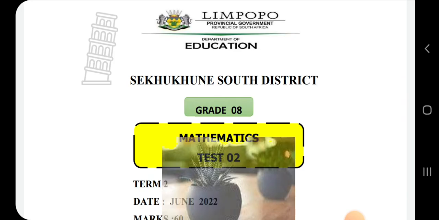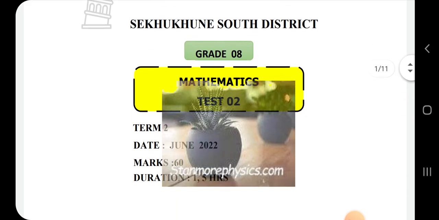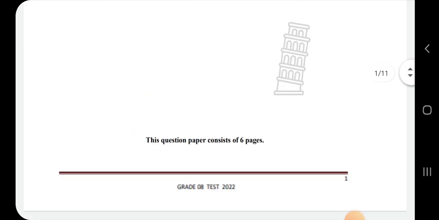So in today's video we'll be doing part 2 of this question paper. This is from the Limpopo Provincial Government. It was written in June 2022. It is 60 marks and the duration is 1.5 hours.